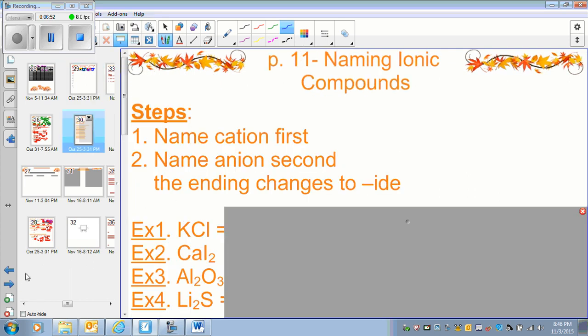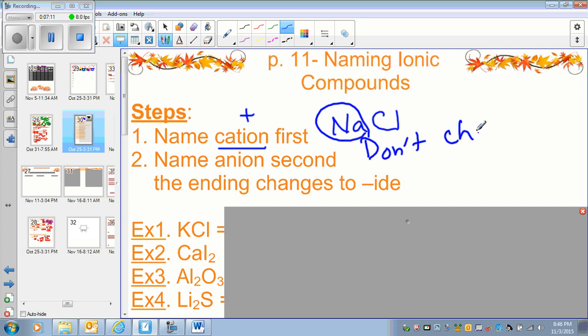Okay. How do you name them? So the cations are named first, okay, because you're writing them first. The anions are named after. The cations don't change their name, okay. Cations don't change their name. So these are the cations. They don't change their name. The anions change the name to end with IDE. Okay, so the anion, name the anion second ending with IDE.